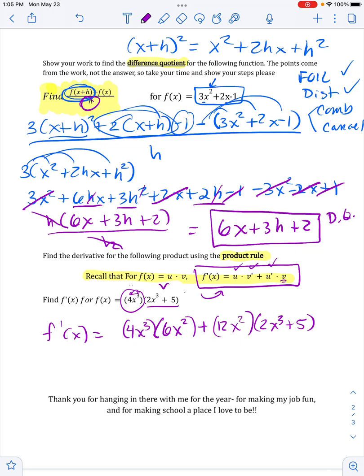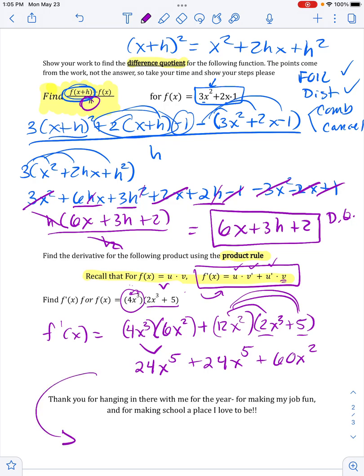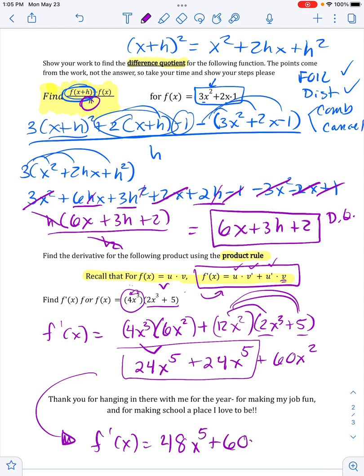So then at this point, all I'm going to do is some math. I'm going to go ahead and multiply these. I'm going to make 24x to the 5th. Here, this has to distribute because I have 2 parts here. So I'm going to get a 24x to the 5th again, and 60x squared. So then my final answer is going to be that the derivative equals, and then these actually combine because they're both x to the 5th power. So I get 48x to the 5th plus 60x squared.